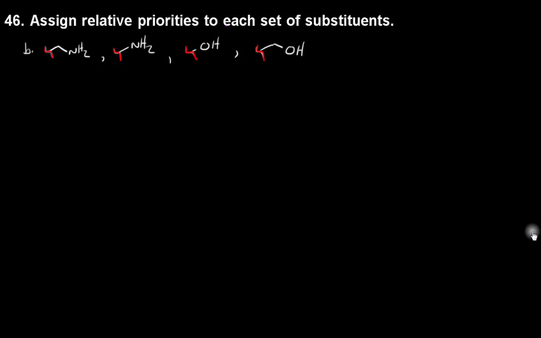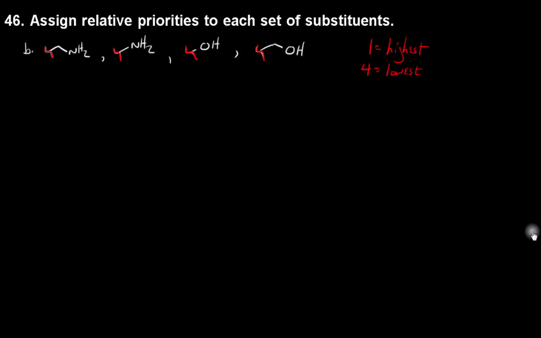So for this first one, we have a carbon. So we have a C. And for this first atom here, we have a nitrogen, then oxygen, then a carbon. So we have a tie between this carbon here and this carbon here, which eventually we're going to resolve. But for now, if we're going to assign these, 1 equals the highest priority, and 4 equals the lowest priority.